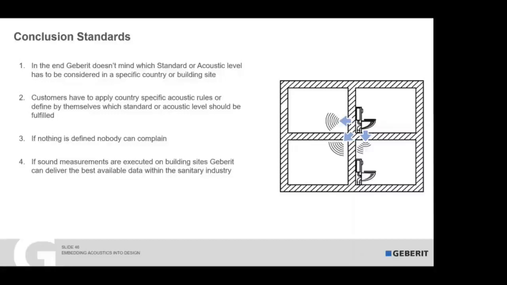And also, if sound measurements are executed on building sites, Geberit can deliver the best available data within the sanitary industry. I think that's also important. We have the realistic values which are measured in our laboratory and which reflect the reality. And this is what I would like to show you a bit: how we get the data, and the difference between the different build-ups which we can recommend.